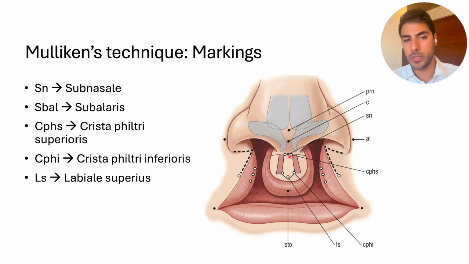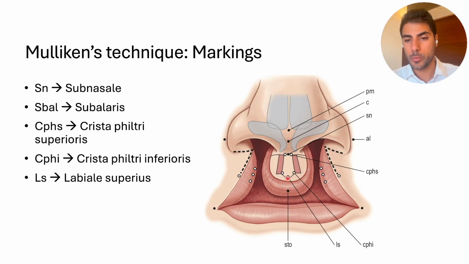Just to understand the markings, we define some points. This is the subnasal point, directly under the columella, at the columella filtral angle. We have the subalaris here. The crista filtri superioris, so basically the cupid's bow peak.